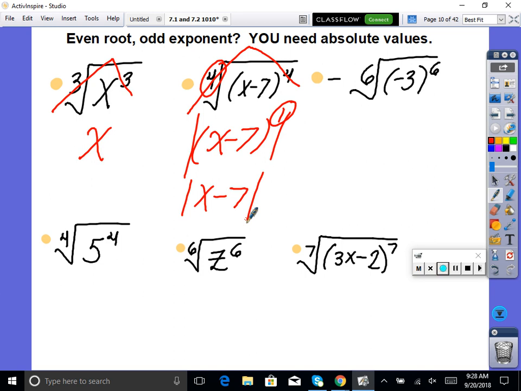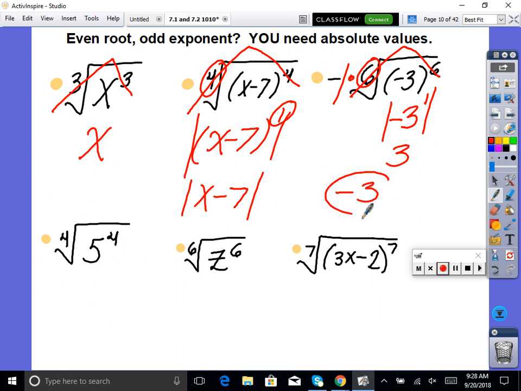That's our answer. Okay, right here we have a negative 1 in front. Ignore that for a second. Root cancels out with power. We get negative 3. Even root? Odd exponent. So we need absolute values. So that's actually 3. Now we have 3 times negative 1, which is negative 3. Well, absolute value means positive, right? So we made negative 3 positive 3. Okay, let's do this one. Root cancels out with power, we get 5. Now let's check. Even root, odd exponent, yes. But isn't 5 already positive? So we don't need to put it on this. This is 5.